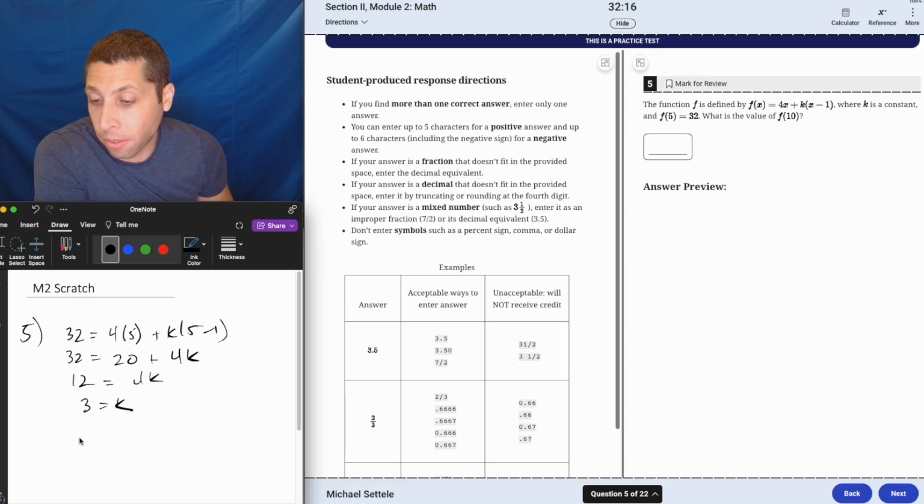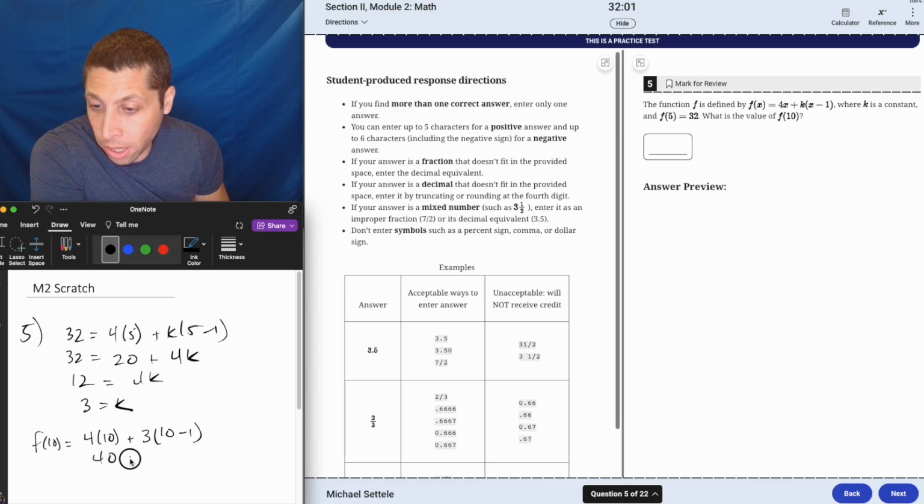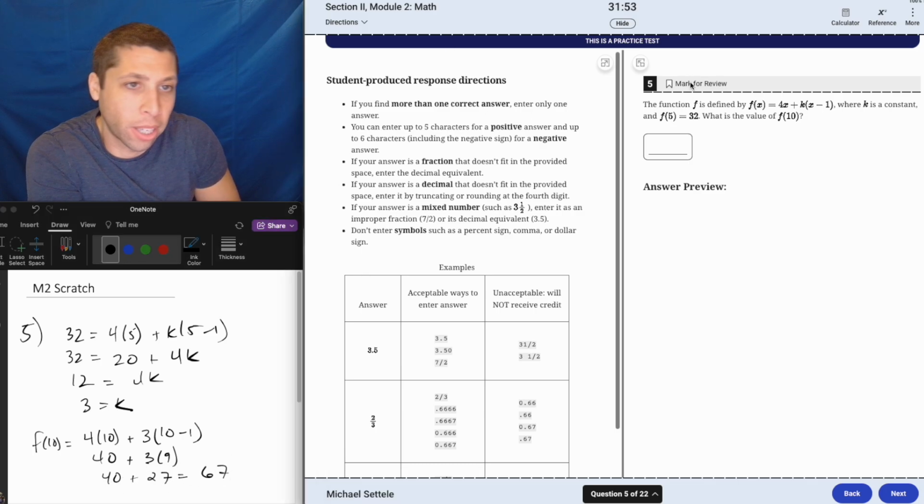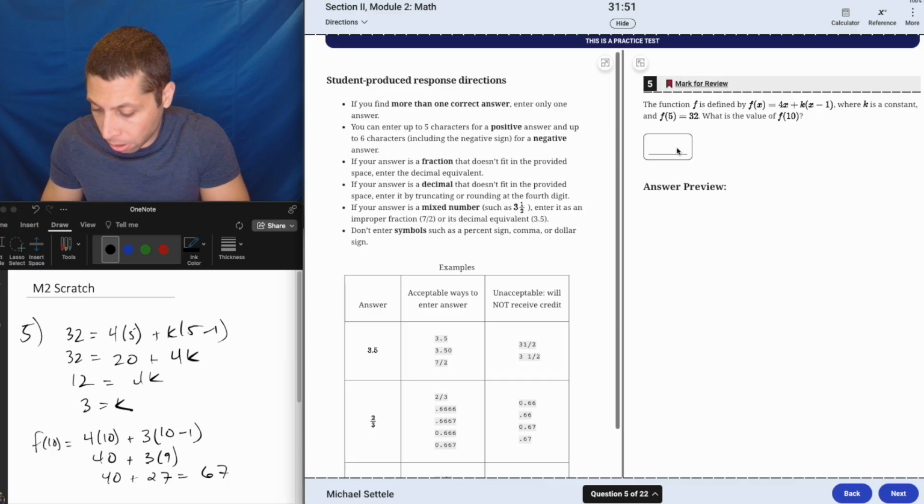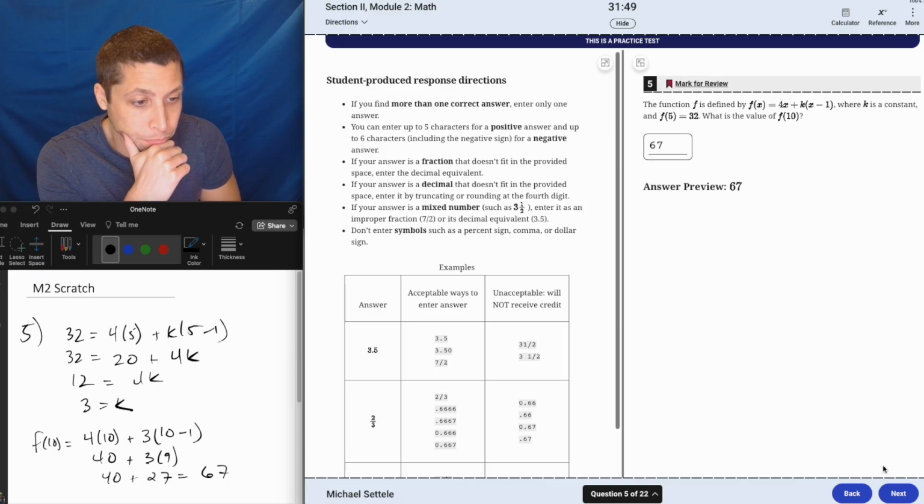But they want what's the value of f of 10. So if you put 3 here, shame on you. So f of 10 is 4 times 10 plus k is 3 times 10 minus 1. So 40 plus 3 times 9. So 40 plus 27 is 67. I'm going to check this later with the calculator just to be sure. That seems good.